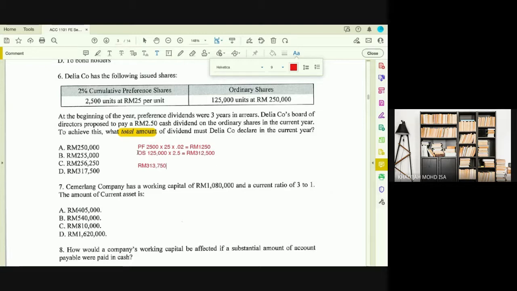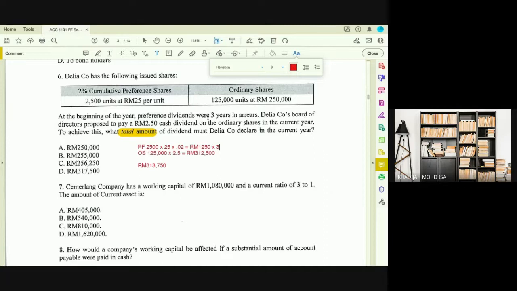Oh, I think this one you have to times by 3. 1,250 times 3 plus 312,500. So you get 316,250. It's not there also. I do not know what the answer is. Do you know the answer?